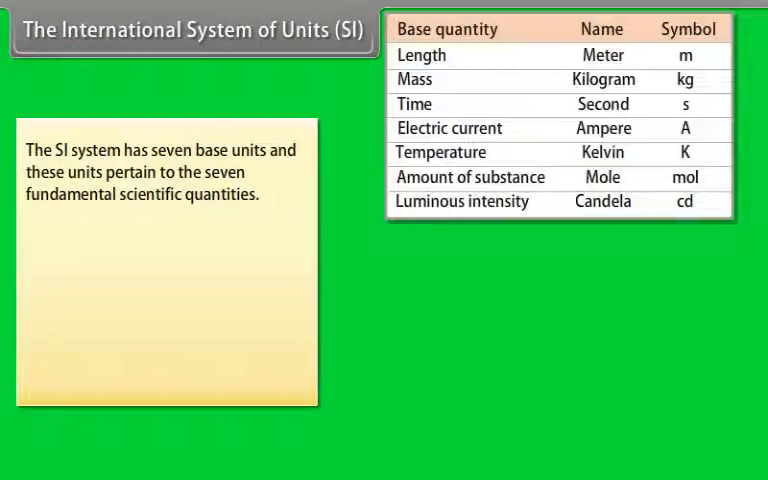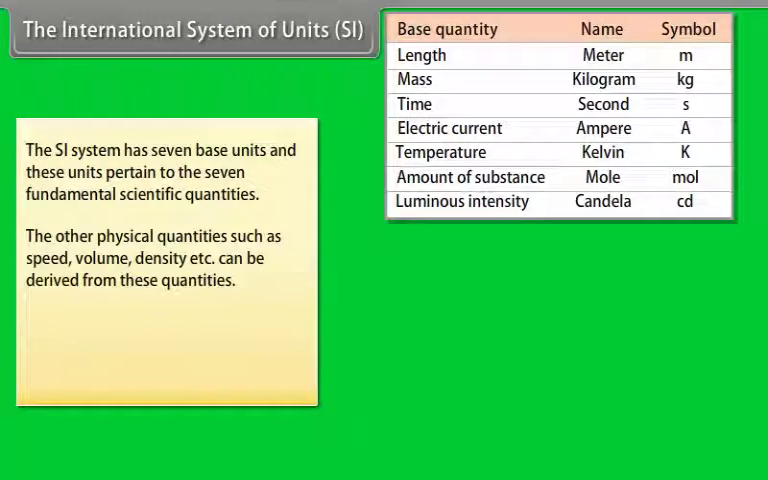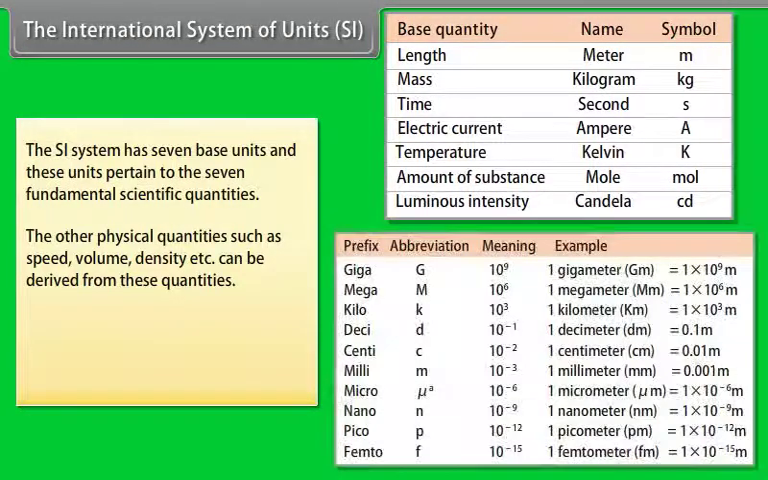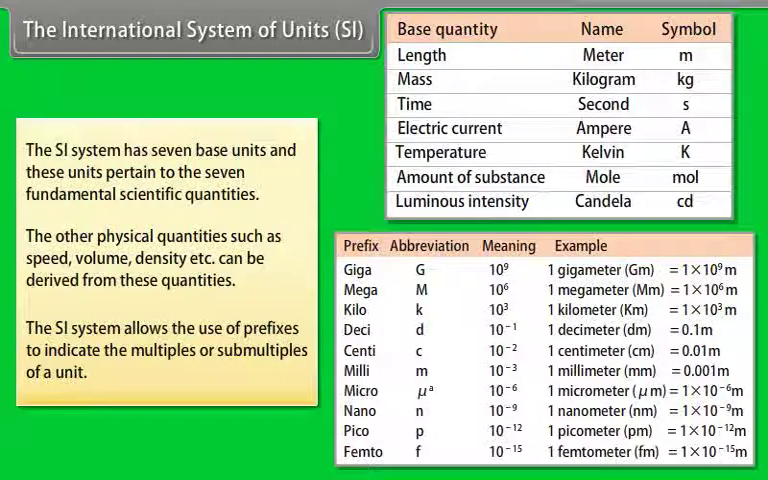The International System of Units, SI. The SI system has 7 base units, and these units pertain to the 7 fundamental scientific quantities. The other physical quantities such as speed, volume, density, etc. can be derived from these quantities. The definitions of the SI base units are given in the table. The SI system allows the use of prefixes to indicate the multiples or submultiples of a unit.